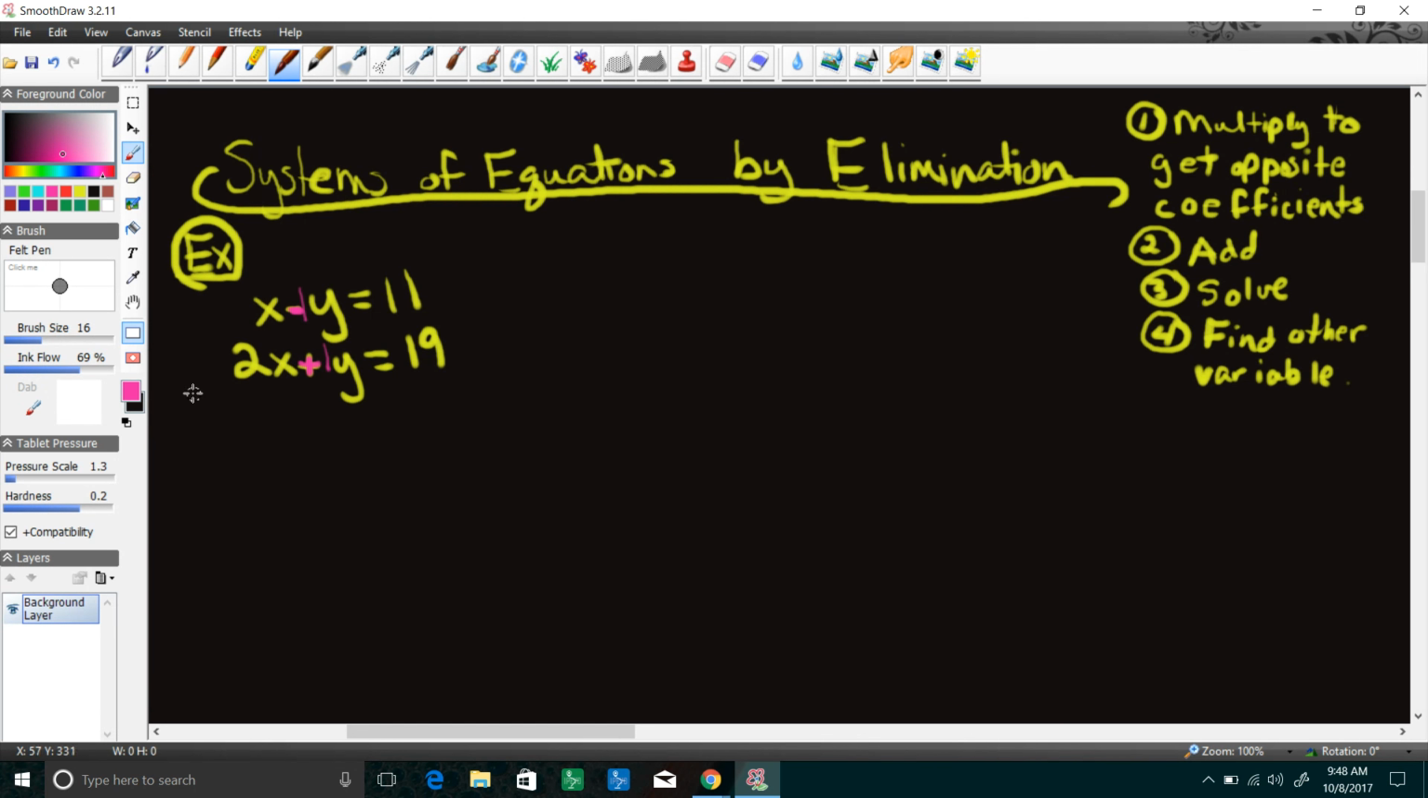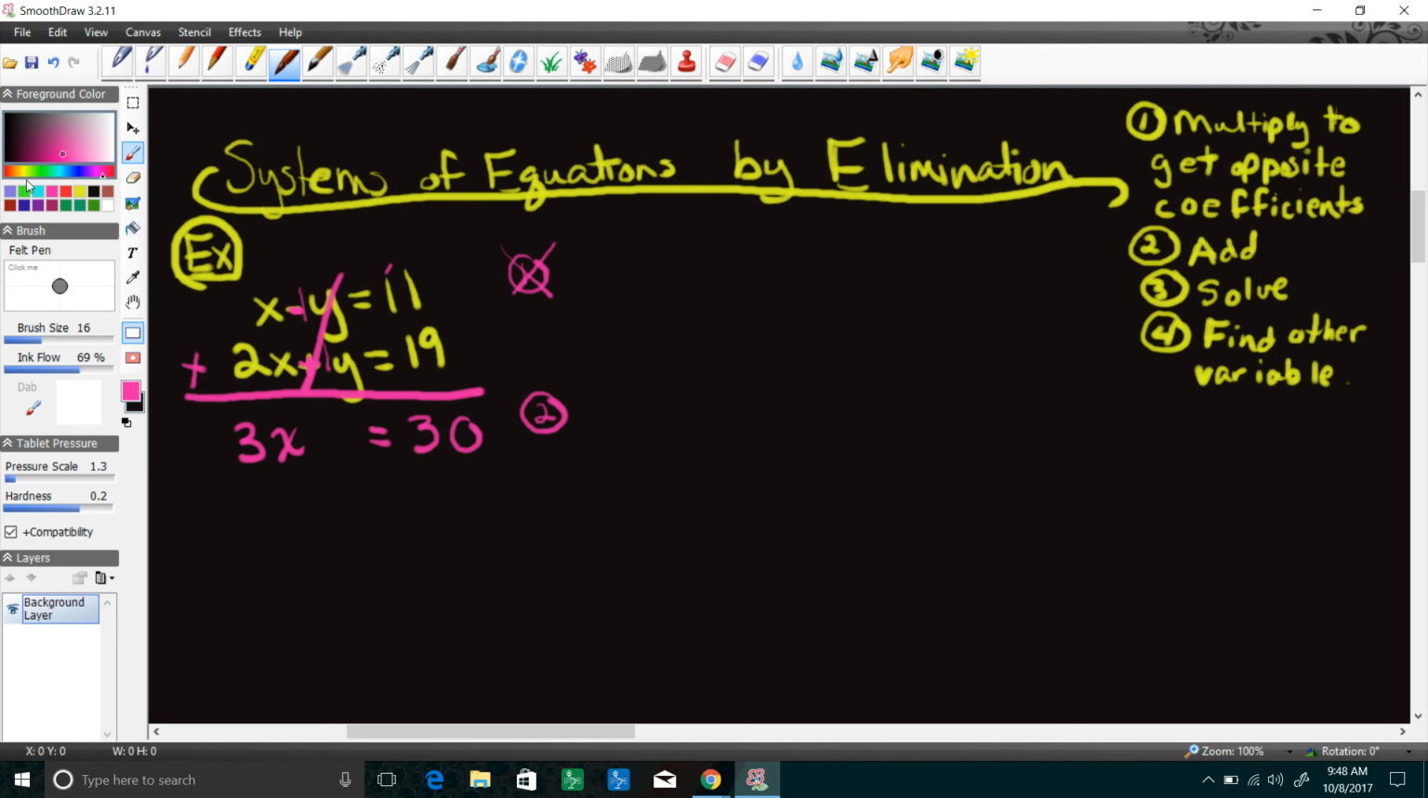So we can jump into step number 2, which would be to add these systems together. In other words, I'm going to add just like I did back in elementary. So x plus 2x is 3x, negative 1y plus 1y. Well, this cancels, so there's nothing there. Bring down the equal sign. 11 plus 19, well, is going to give me 1 plus 9 is 10, carry the 1, so I have 30. Okay, so this right here, this was step number 2, if you want to kind of keep track. Step number 1 was not necessary because we already had opposite coefficients.